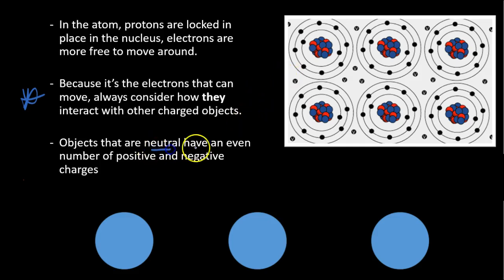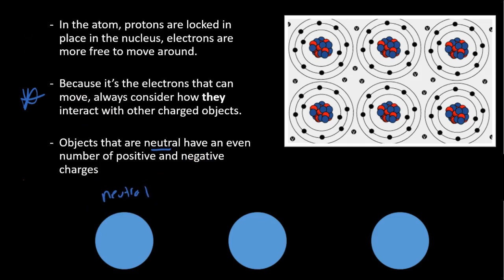There's a term known as something being neutral. If I say the table in front of you has a neutral charge, that means it has the same number of positive and negative charges. Neutrons have no charge. Okay, so let's say this object right here was neutral.